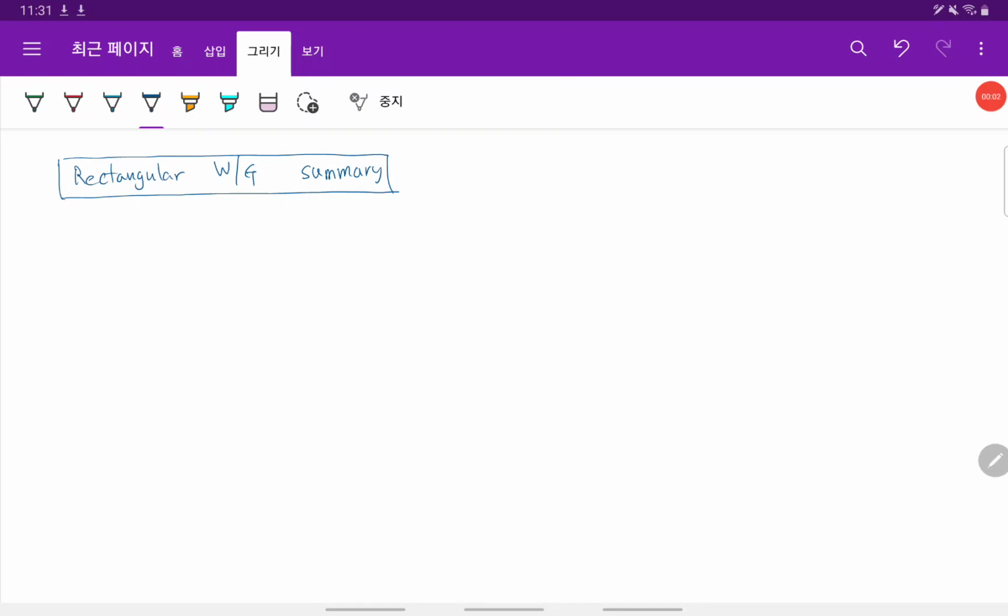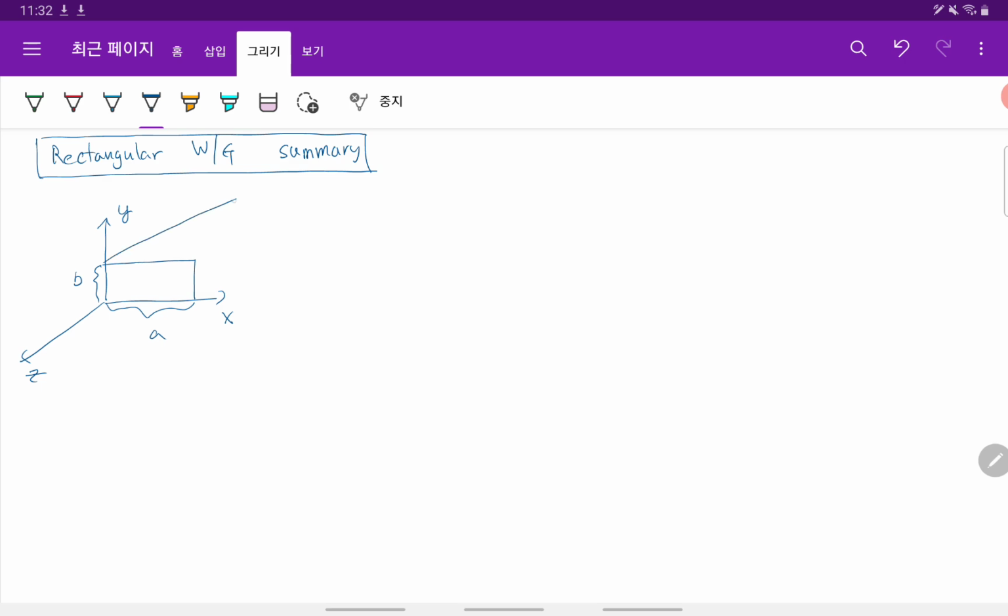So let us summarize a rectangular waveguide, for your better understanding and to give you some intuition. Basically, a rectangular waveguide has this form, along z, with x and y. The dimension along x is a and the dimension along y is b.